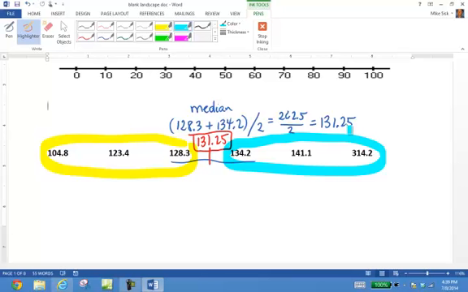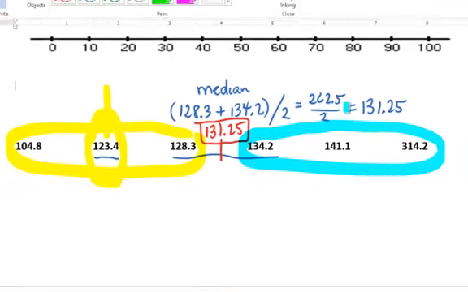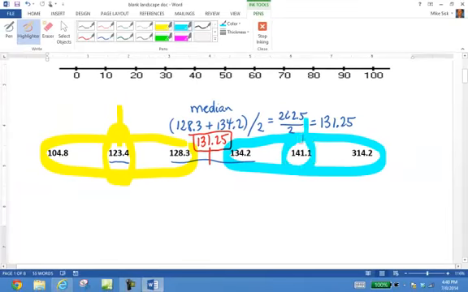Now, to find the quartiles, I want to get the median of each of these little groups. So in the yellow group, the median value of this little group is 123.4. I happen to have an odd number of values, so it's easy. In the blue area, the middle number is 141.1. So I now have my 5 numbers for my box plot.